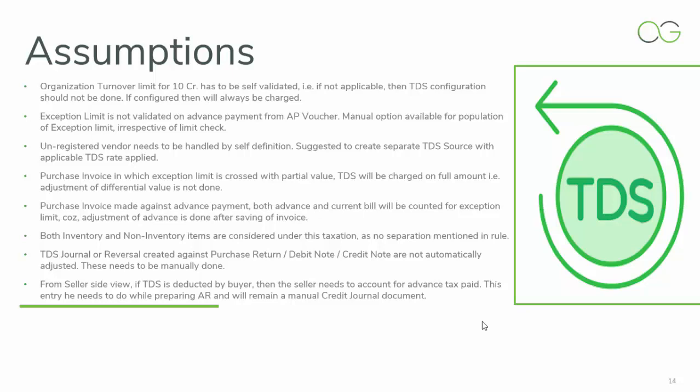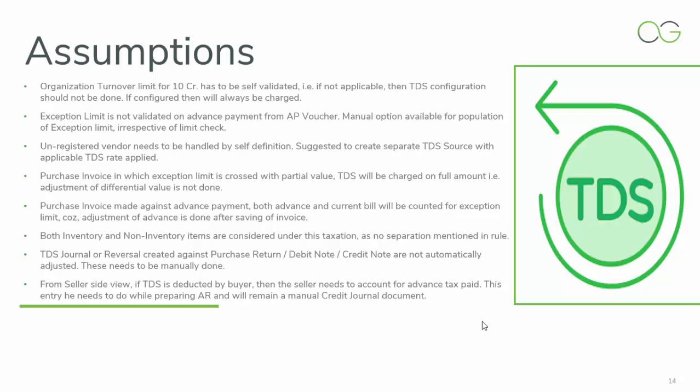Going ahead, both inventory and non-inventory items are considered under taxation, as no separation is mentioned in the rule. Thereafter, TDS journals or reversals created against a purchase return, debit note or credit note are not automatically adjusted. This has to be done manually. Any impact in a purchase return, debit note or credit note is not applied with respect to TDS, so any such occurrences have to be manually adjusted.